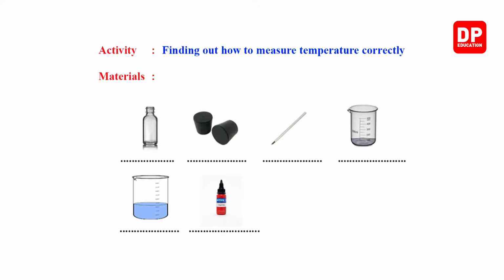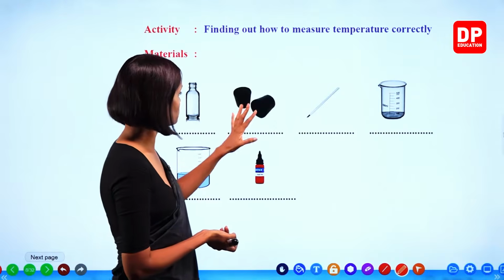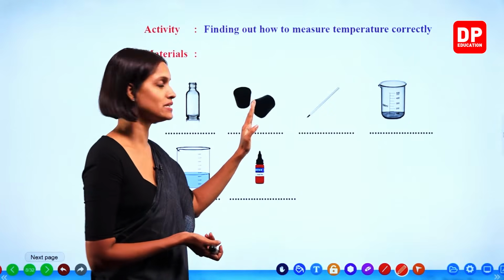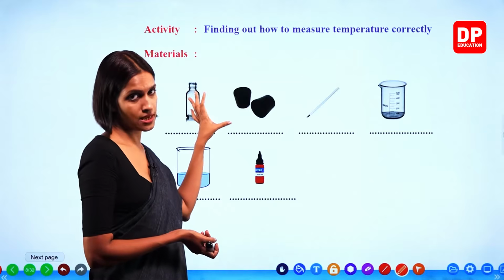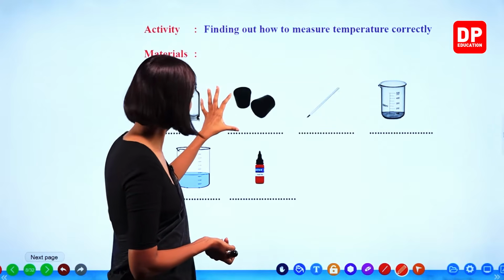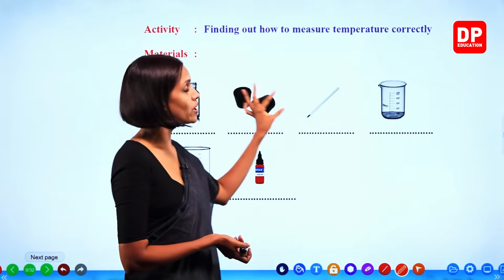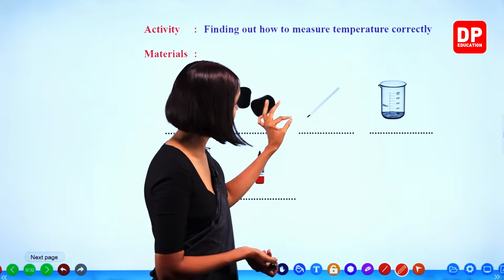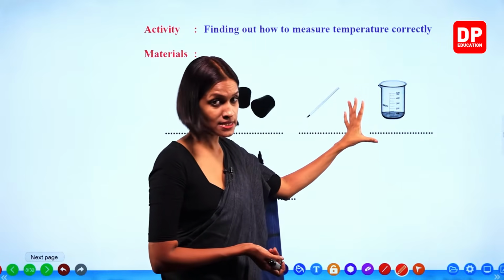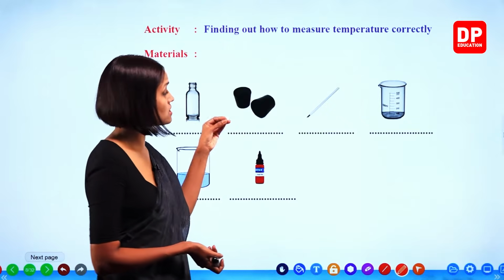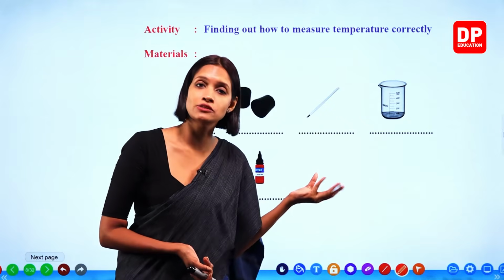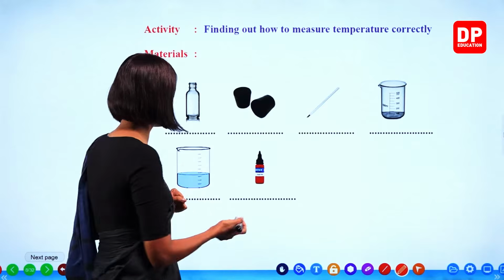We have another activity to do, finding out how to measure temperature correctly. What we have to do this, first of all, we have materials. We need 2 empty glass bottles of the same size and 2 rubber stoppers, 2 empty pen tubes of the same size, and 2 beakers of the same size, and water and ink. So here in this experiment, we are going to use colored water, right? We will write this first.